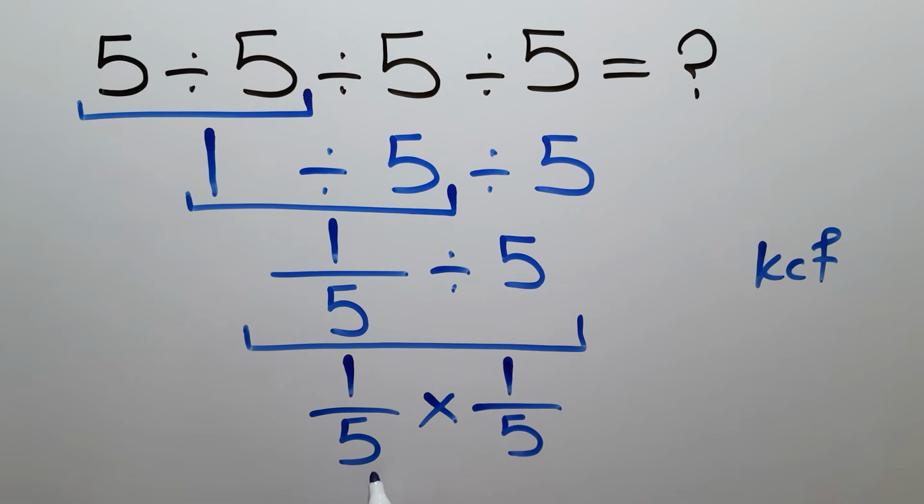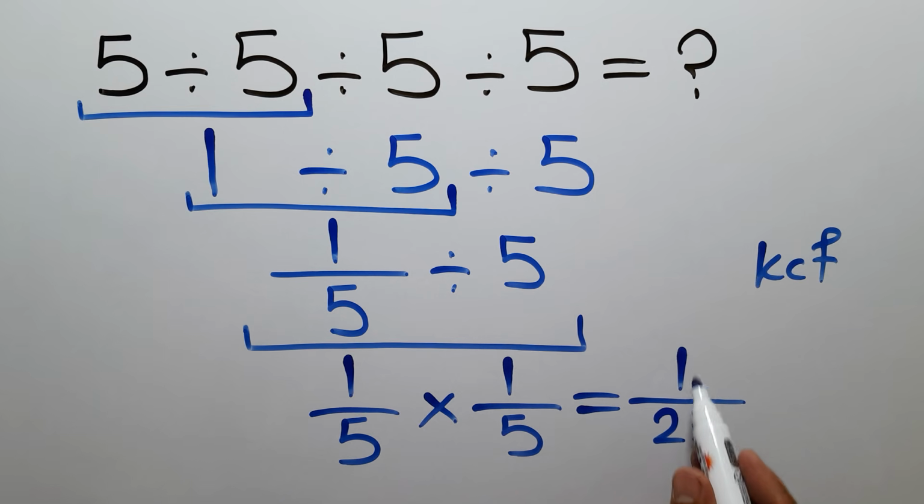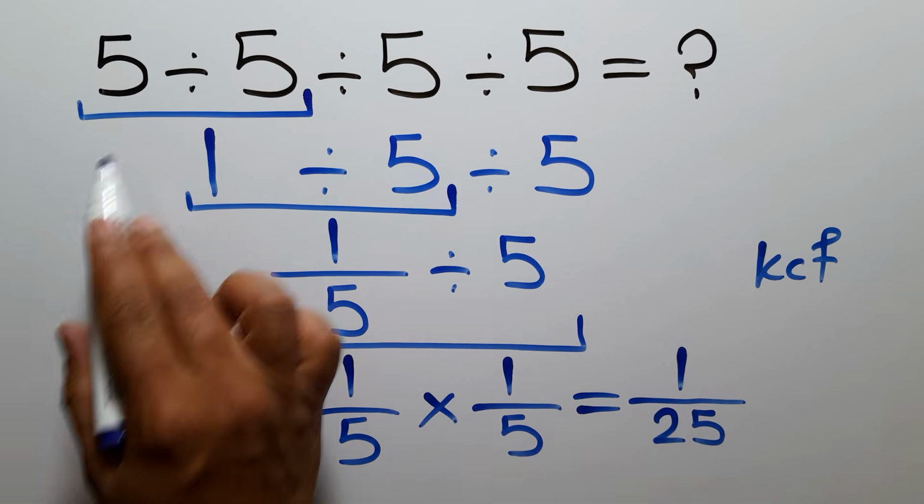So we have 1 over 5 times 1 over 5, which equals 1 times 1 gives us 1. So we have 5 times 5 equals 25. So we have 1 over 25. And this is our final answer to this problem.